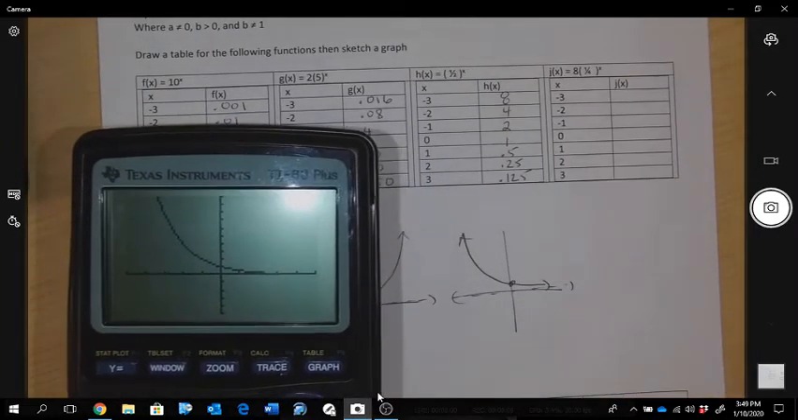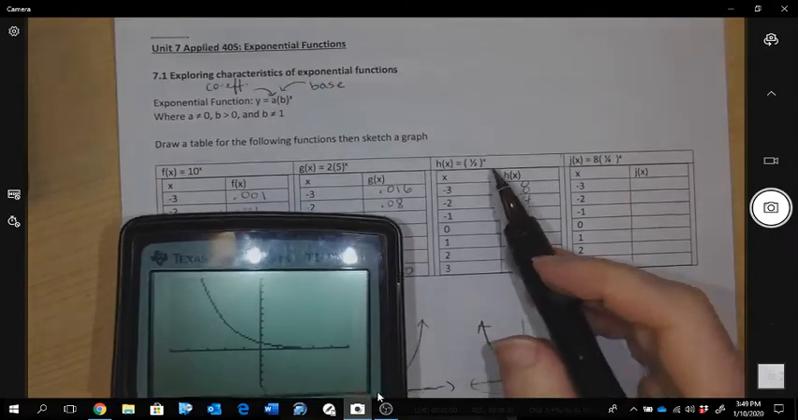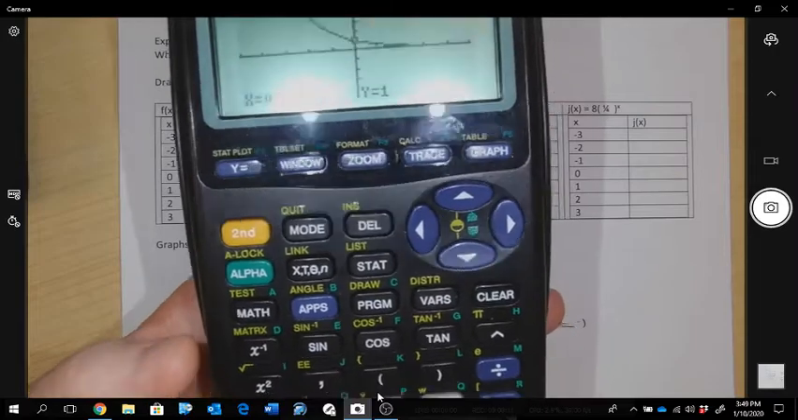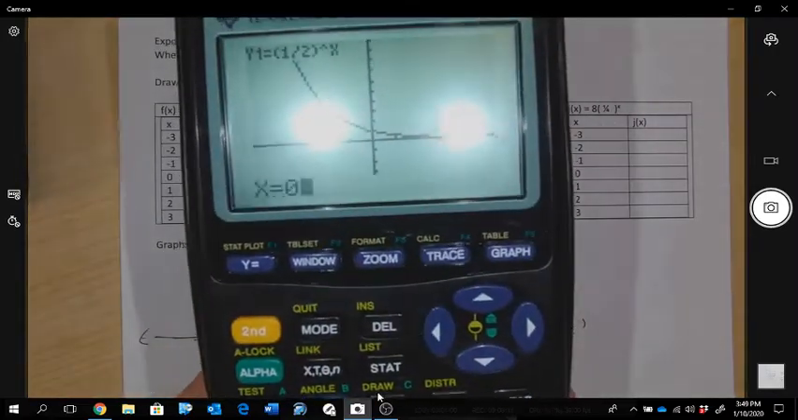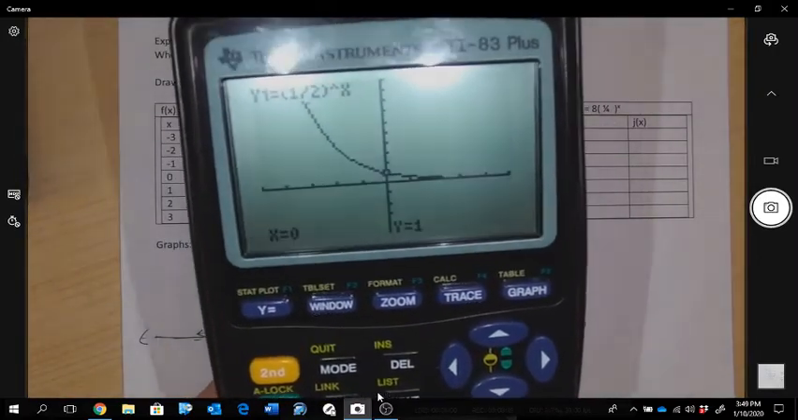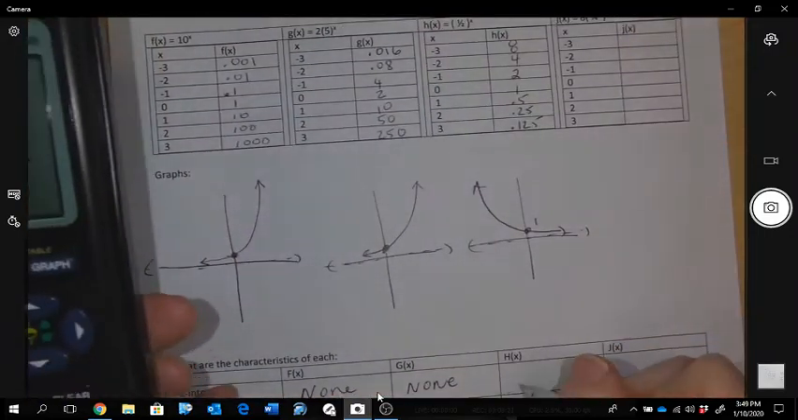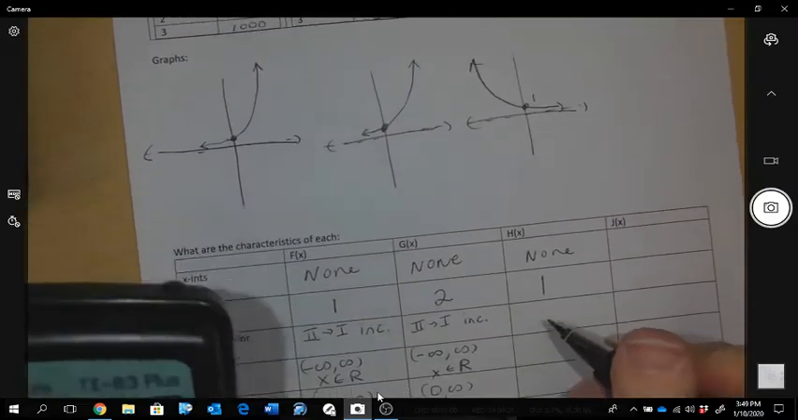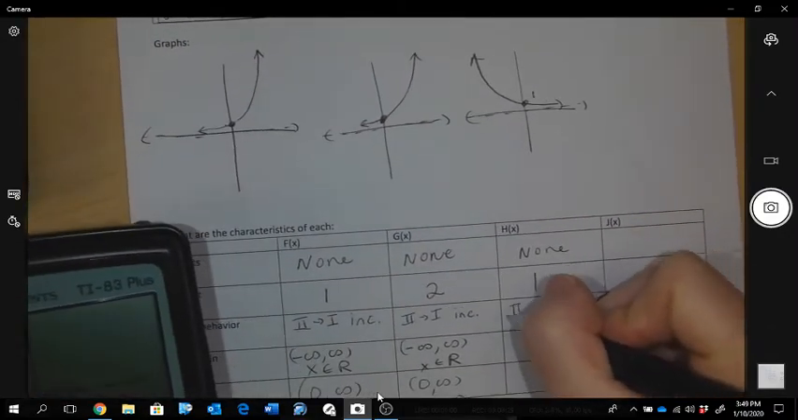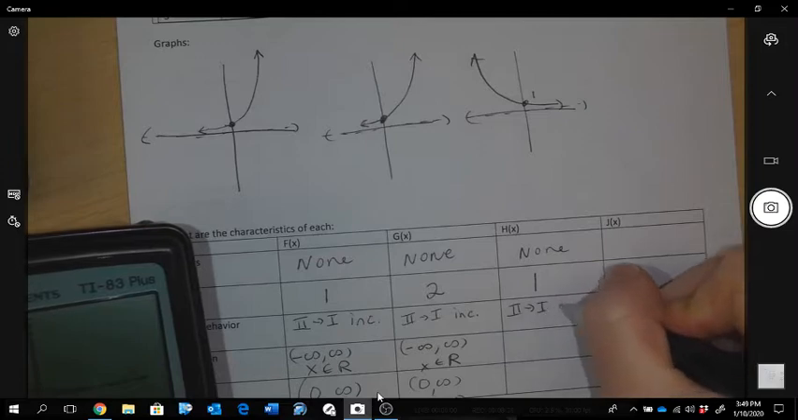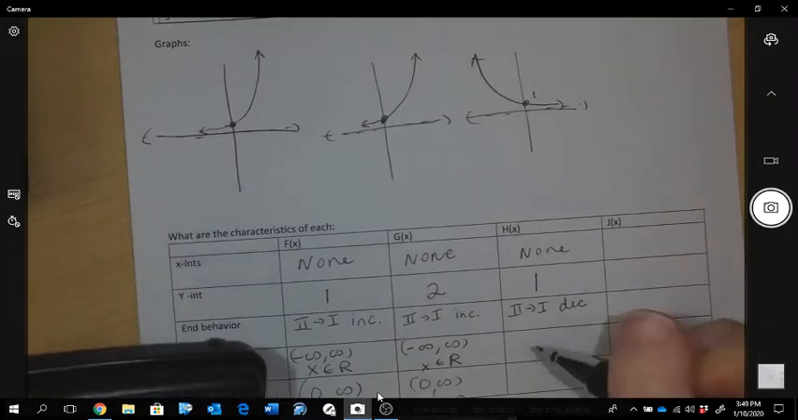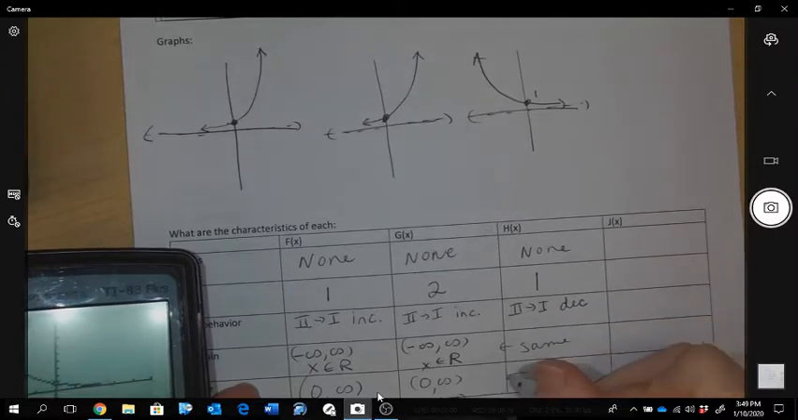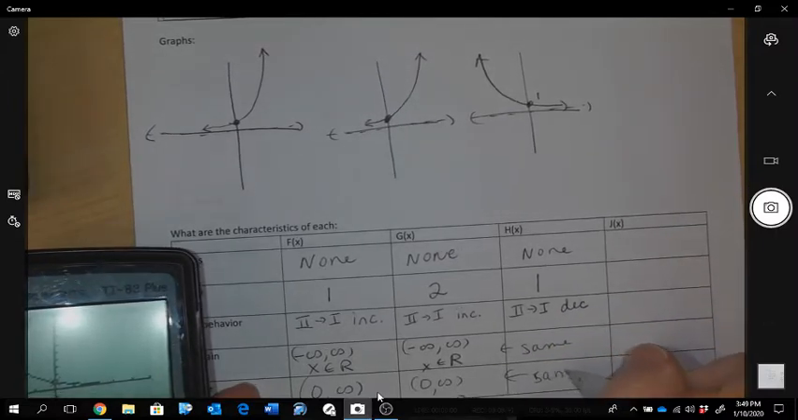What do you think that intercept is? So 1/2 to the 0 is going to be 1. So if I push the trace button and then push 0, enter, I get 1. Okay, so x-intercepts, there's none. Your y-intercept is 1. This time, going from quadrant 2 to quadrant 1, we're decreasing. Your domain is going to be the same, and your range is going to be the same.